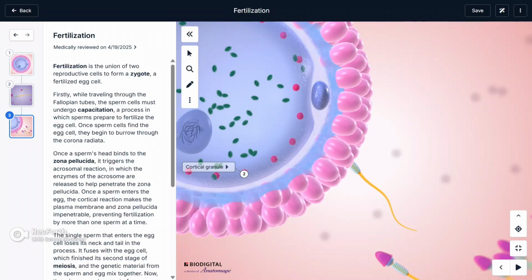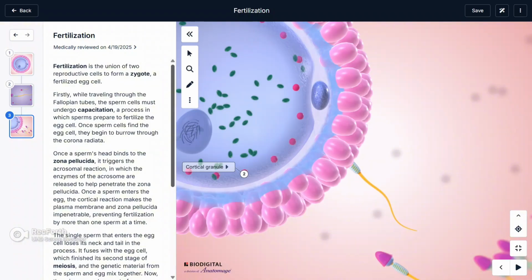And once sperm cells find the egg cell, they begin to burrow through the corona radiata. Once a sperm's head binds to the zona pellucida, it triggers the acrosomal reaction, in which the enzymes of the acrosome are released to help penetrate the zona pellucida.